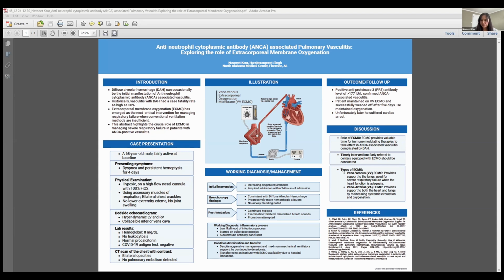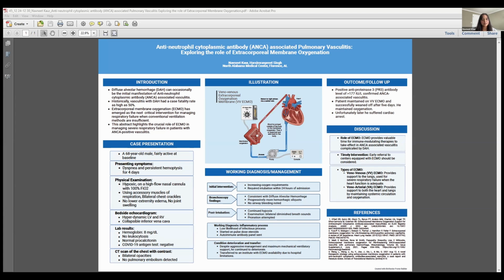Coming to the discussion part of this topic, what are the three main things that I learned and would like to present to my audience? Number one, what is the role of ECMO? ECMO provides valuable time for the immune modulating therapies to take effect. It's not going to cure the disease, but it does give us some time. It buys us some time for the medication to act.